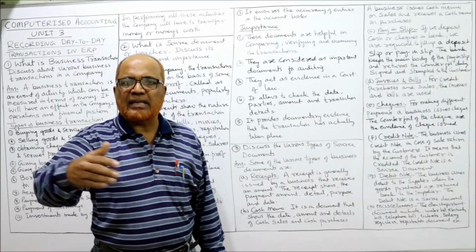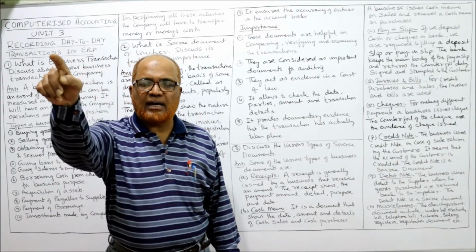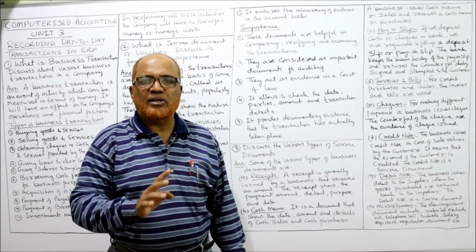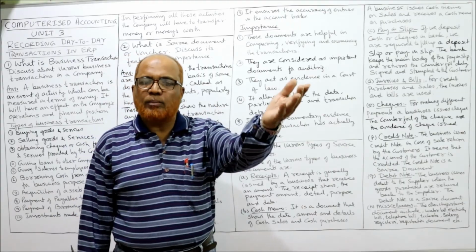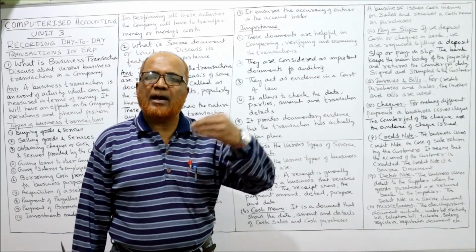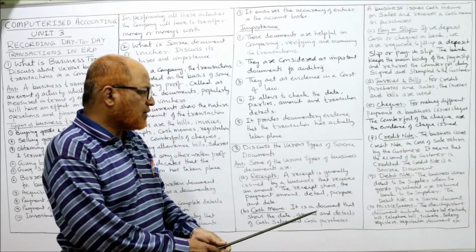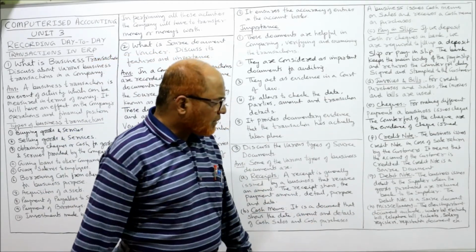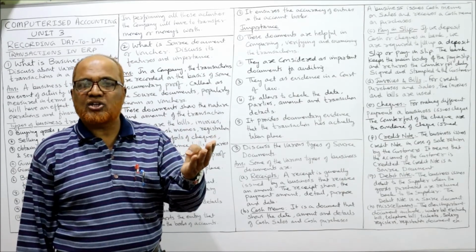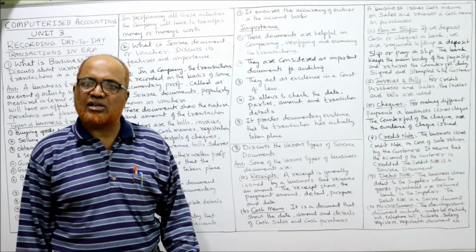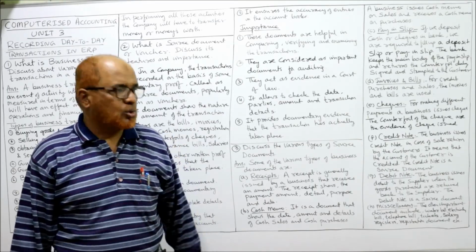Electricity bill. Every month the electricity bill will be paid. The electricity bill issued by the electricity department will be a source document. Telephone bill. The telephone bill will be issued by the telephone department. So when we make the payment, the telephone bill is the source document. Apart from that, we have tickets. A number of tickets are there, like airfare ticket, railway ticket, bus ticket. Whatever tickets are there, that is also a source document.